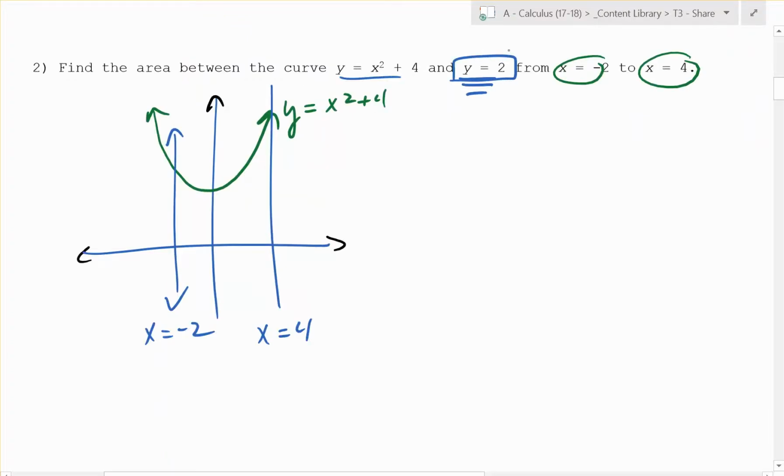Where is y equals 2? Let's use a red here. Y equals 2 is going to be right there. There's y equals 2. It's relatively to scale. This is 4 right there. So what area are we looking at now? We're looking at this area.